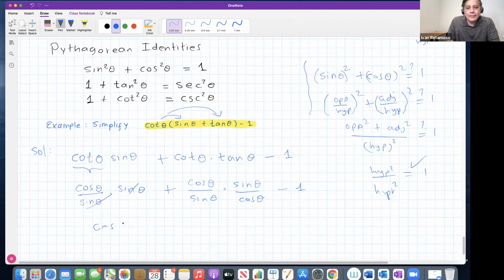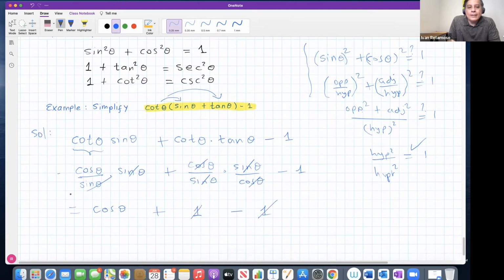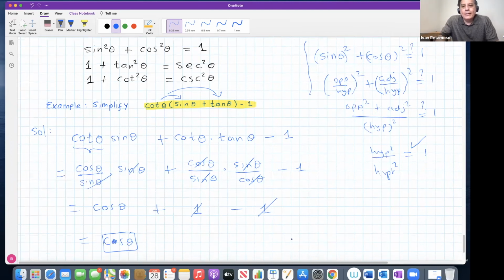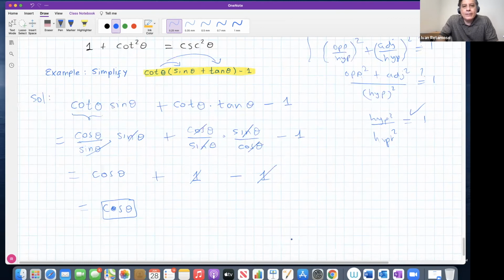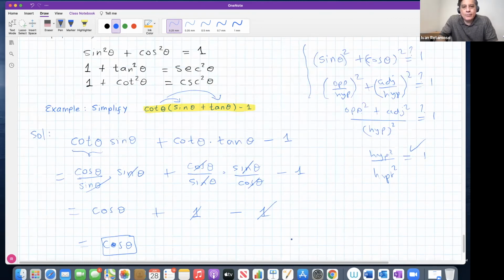Cosine of theta stays. Plus cosine of theta cancels with cosine of theta, sine of theta cancels with sine of theta. The result of all this is just 1 minus 1 here. Notice after canceling these two, it got simplified to cosine of theta, right? So this is the idea, guys, to use these properties to show that these big expressions can be simplified into small expressions such as this, cosine of theta, for example, here. Yeah, great. So now let's go for the applications to our worksheets.